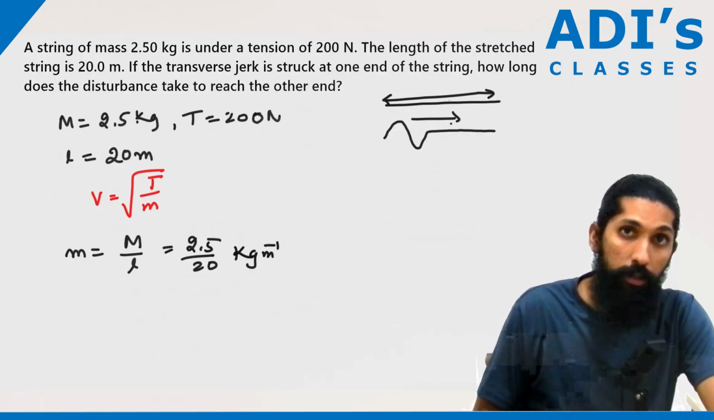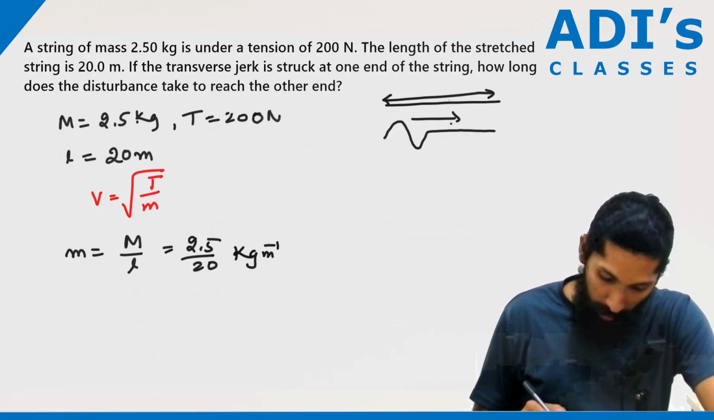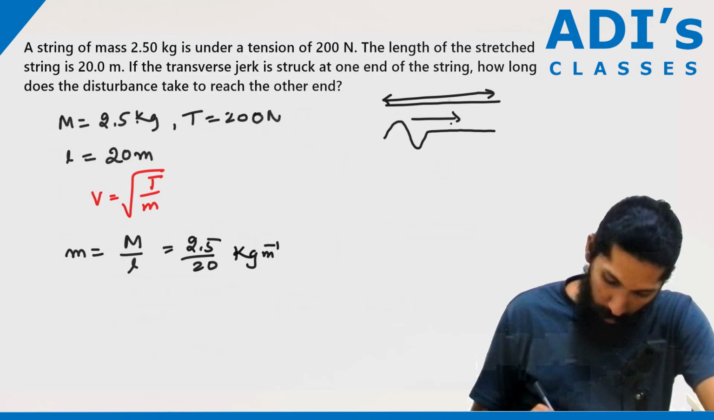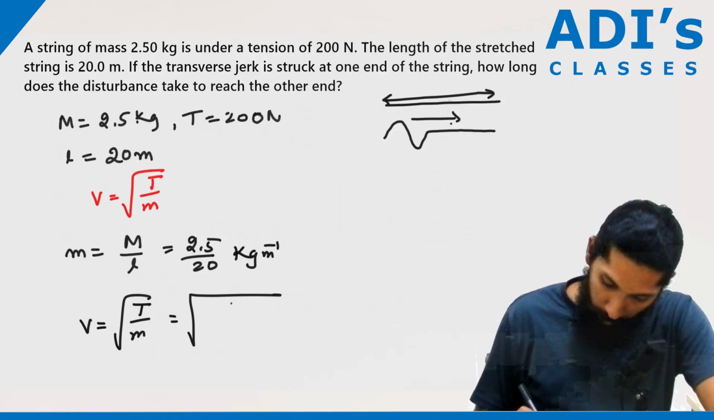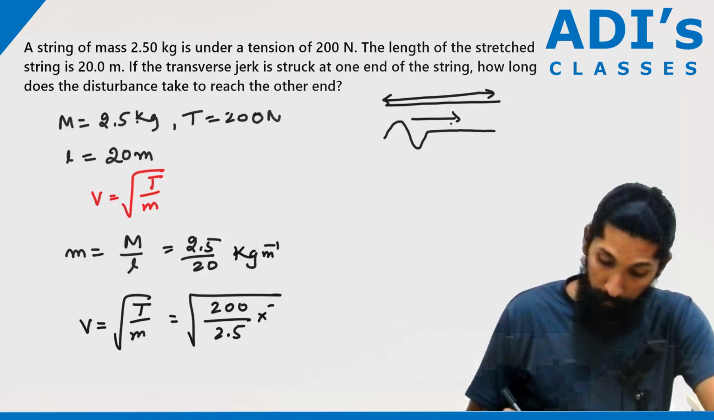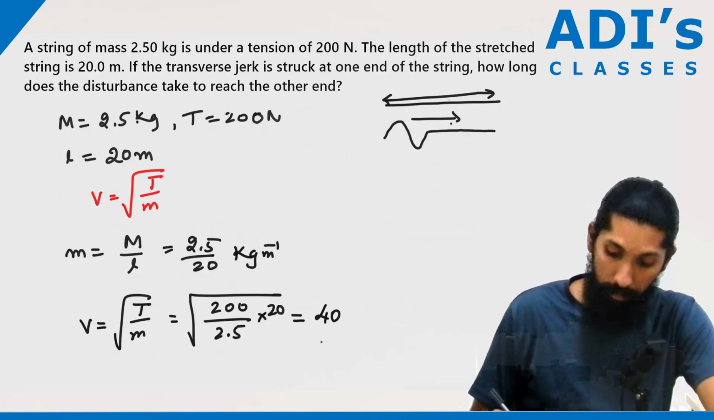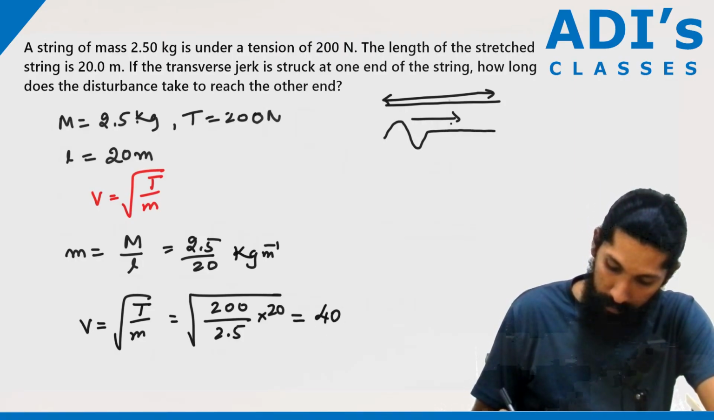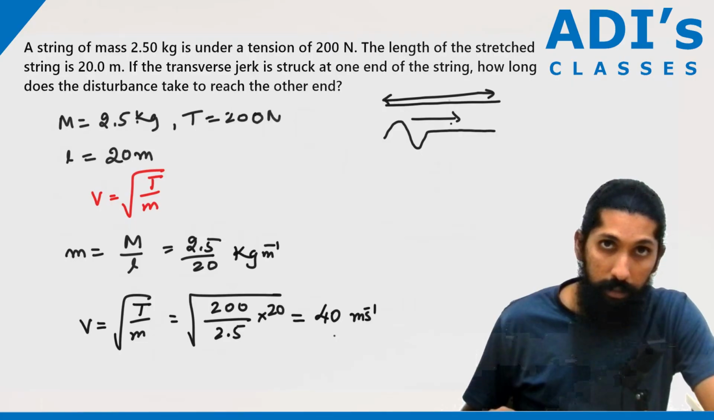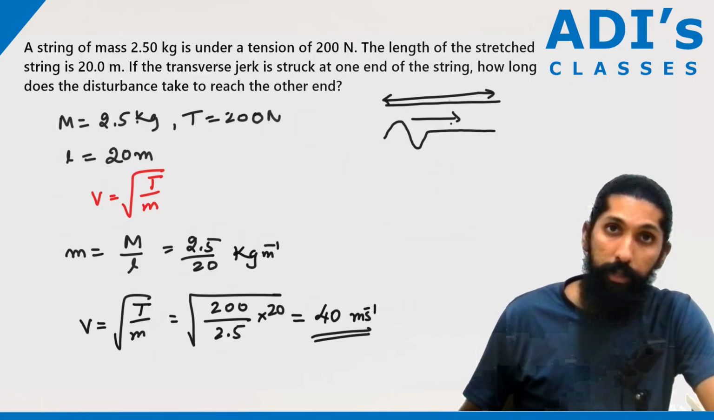Now if we apply the velocity formula, you have v is equal to root of T divided by m, root of 200 over 2.5 by 20, which if you simplify, you are going to get 40. So you have 40 meter per second. This is the velocity. Now we need the time taken.